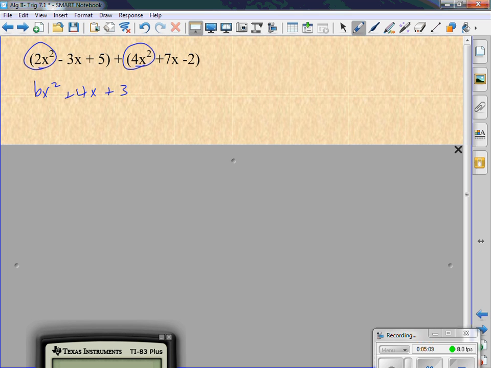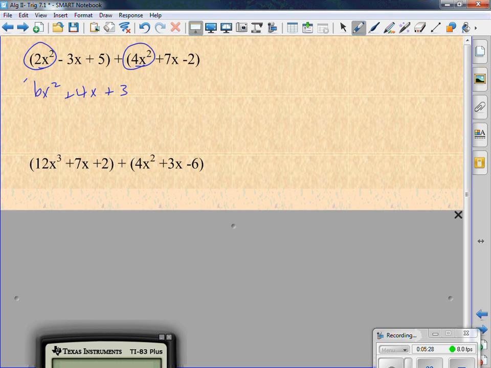What's my highest degree? 2. So it is called quadratic. How many terms are there? There's 3 terms, so it's a trinomial. And notice how I'm writing it in standard form: x squared, x, constant number. Try this one.